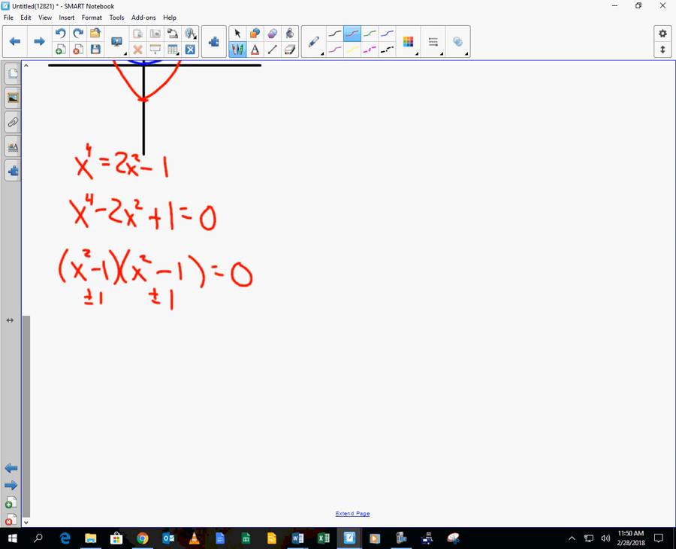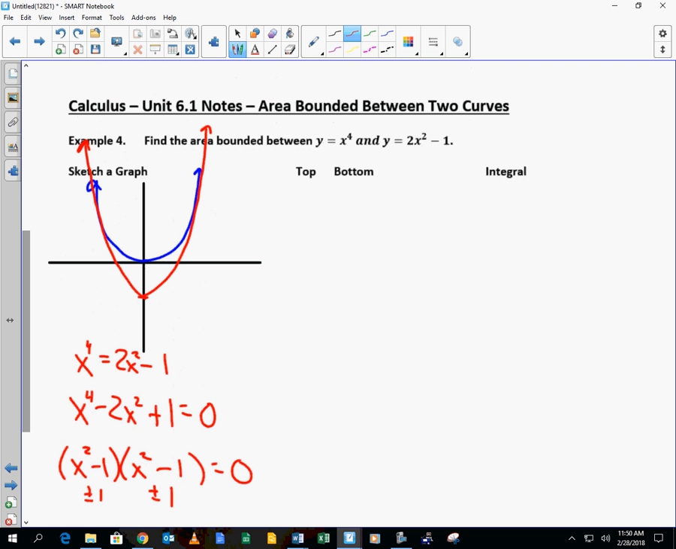Agreed? And double solutions mean that there's a tangent touch. So right here, that's going to happen at negative 1, and right here, that's going to happen at positive 1. So which one's on top? Which one's on bottom? 2x squared minus 1. So the integral becomes the integral from negative 1 to 1 of x to the fourth minus 2x squared plus 1 dx.